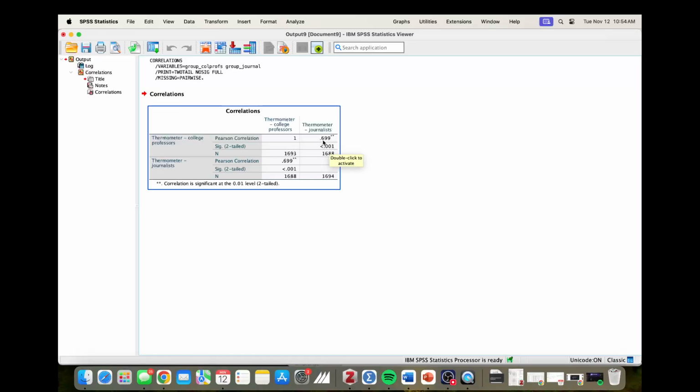What that tells me, given that the correlation coefficient is almost 0.7, which in all honesty is quite rare within the social sciences, is there is an extremely strong association between how people feel about college professors and how they feel about journalists. Generally speaking, the more positive one feels about college professors, the more positive that one feels as well about journalists.